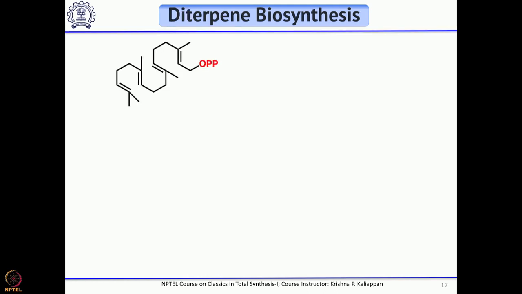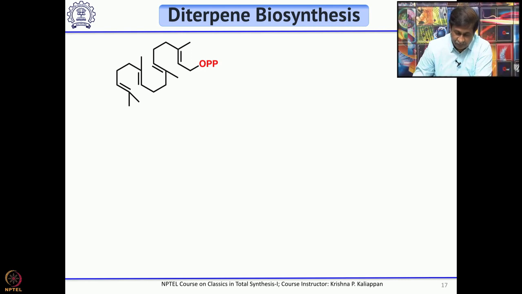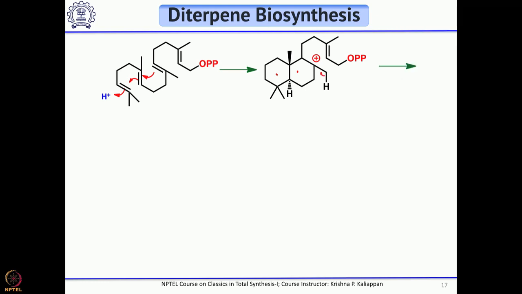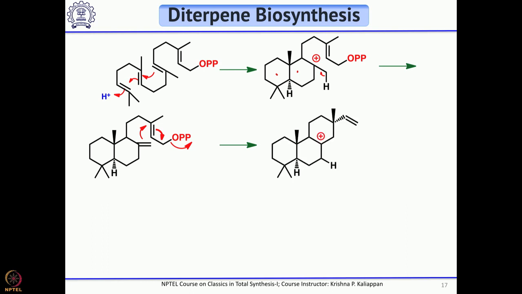For diterpene, you have to go to geranylgeranyl pyrophosphate, and again the same way it can protonate, and then you form the AB ring. Now a carbocation is here, then loss of a proton will form a double bond. Then what happens? The double bond will attack, and this double bond will come, and then pyrophosphate goes, and you get this intermediate. Okay. The next step is very interesting.